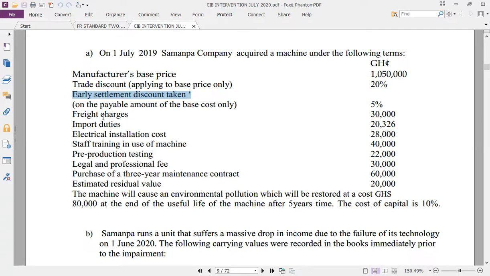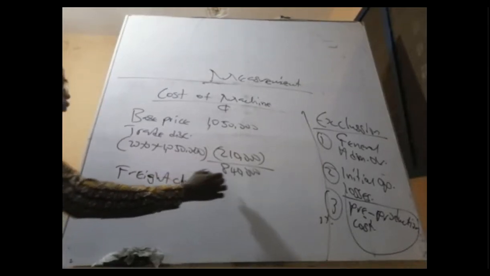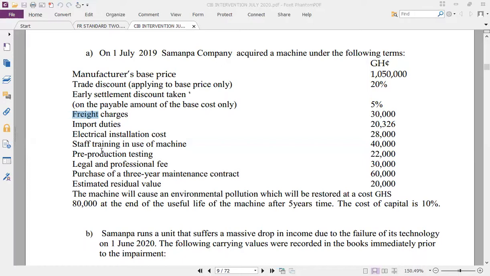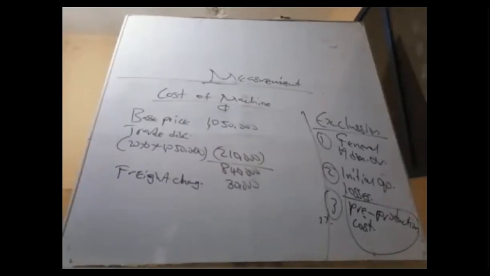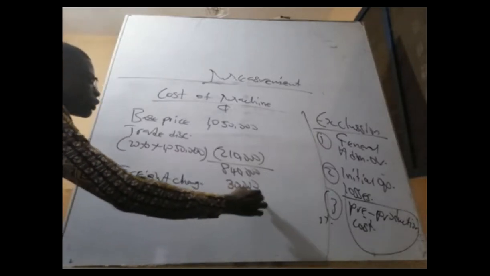The next item on the list is freight charges. So freight charges is 30,000. So let's go and put it in. The next on the list, import duties, 20,326, right? So import duties will be 20,326.